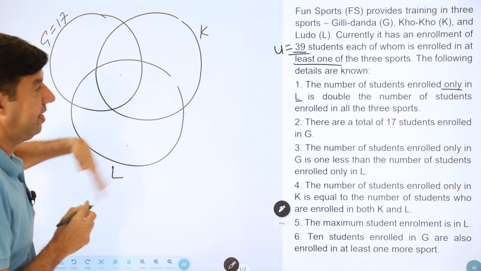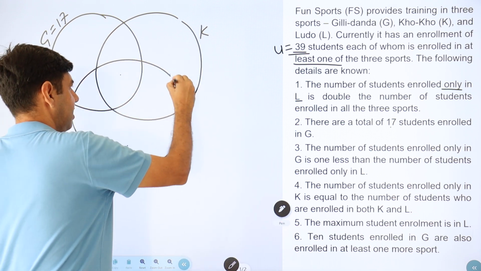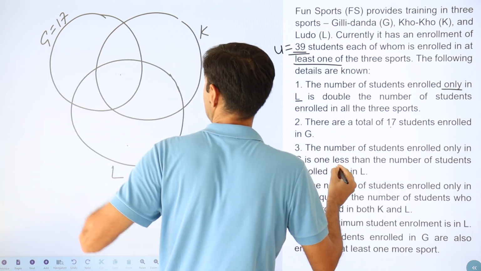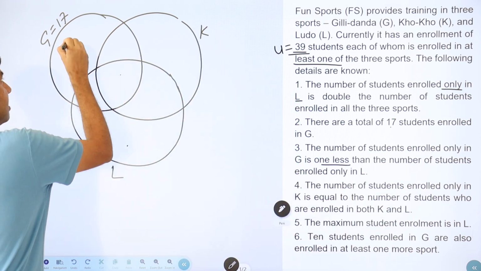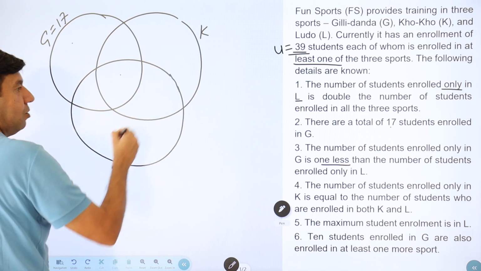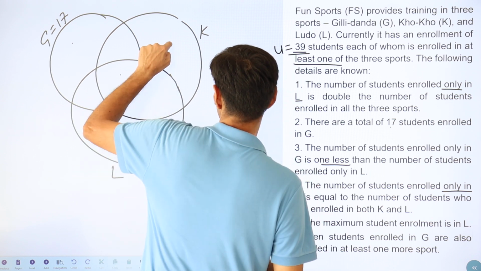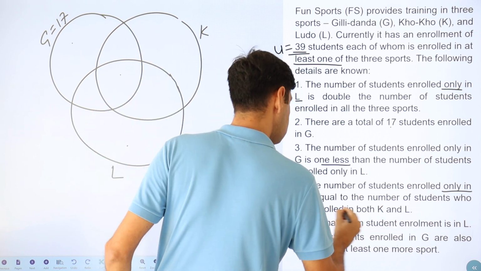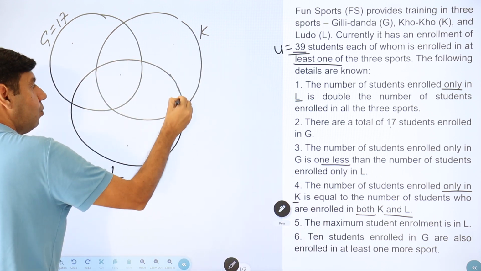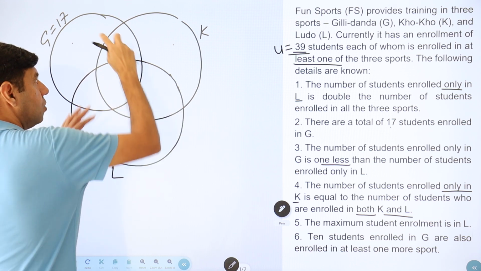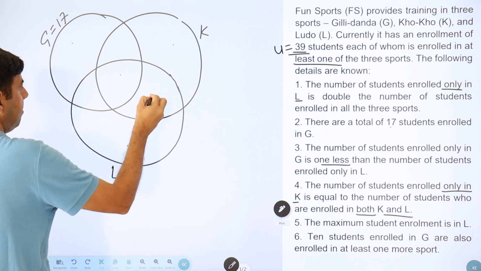So focus on the other one, right? Many question setters use that as a trick to make the question tough. The number of students enrolled only in G, this exclusive region, is 1 less than the number enrolled only in L. So this is related to this also. We know the sum of this. The number of students enrolled only in K, the exclusive region, the third one, is equal to those who enrolled in both K and L. So this number here is equal to both of these. So this circle, this together is X, whatever it is, and the sum is known.